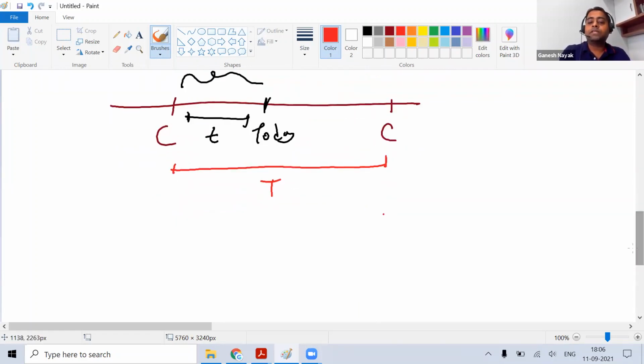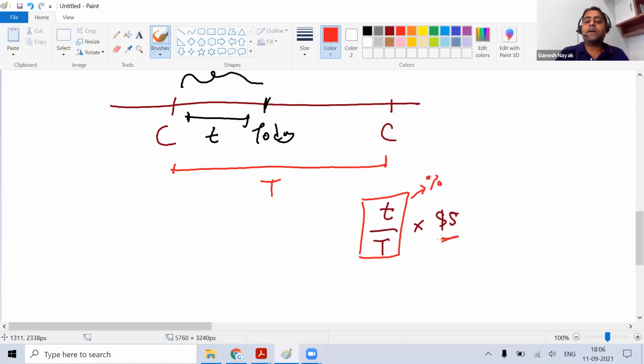So what we will be doing is taking smaller t divided by bigger T, times the $5 coupon. What is happening here, guys, is that this is giving you a percentage. It is saying that, of the total 100% time between the two coupon dates, what percentage you have been holding the bond. That is why this gives you a percentage, and you are multiplying it with $5. Out of the total $5 coupon, you're going to get only this much percentage as an accrued interest.